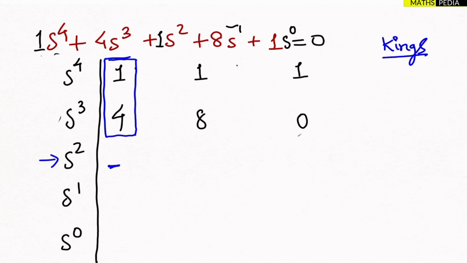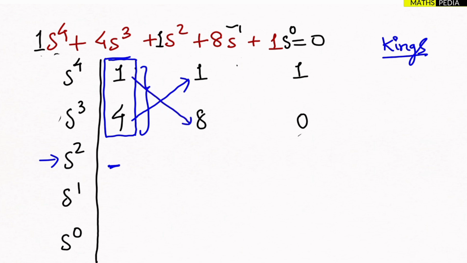Okay, so s power 2 I'll fill. How to fill that? See carefully, I have two kings. Always you have to take two kings from the first column in order. Only two kings are there, 1 and 4, so I have taken those. Bottom king into 1. Okay, top king into 8.